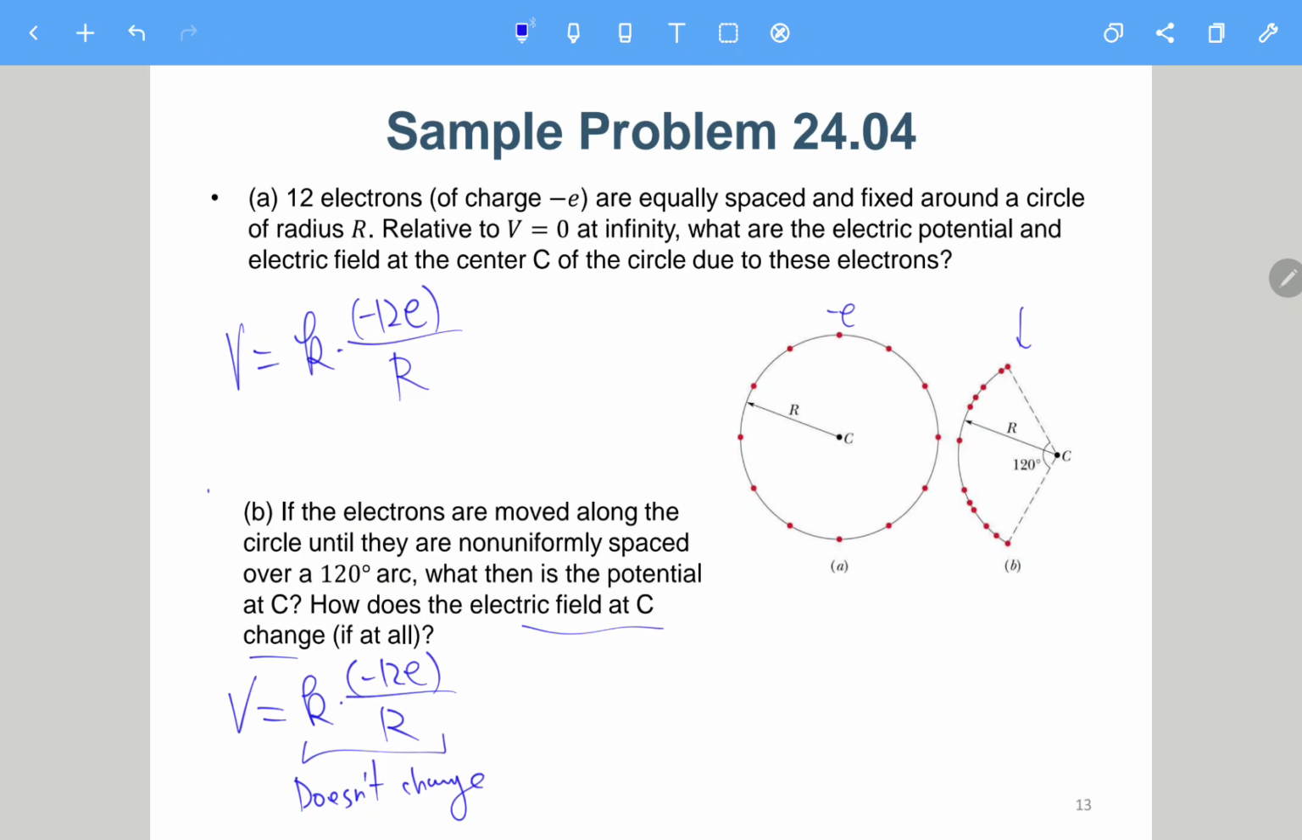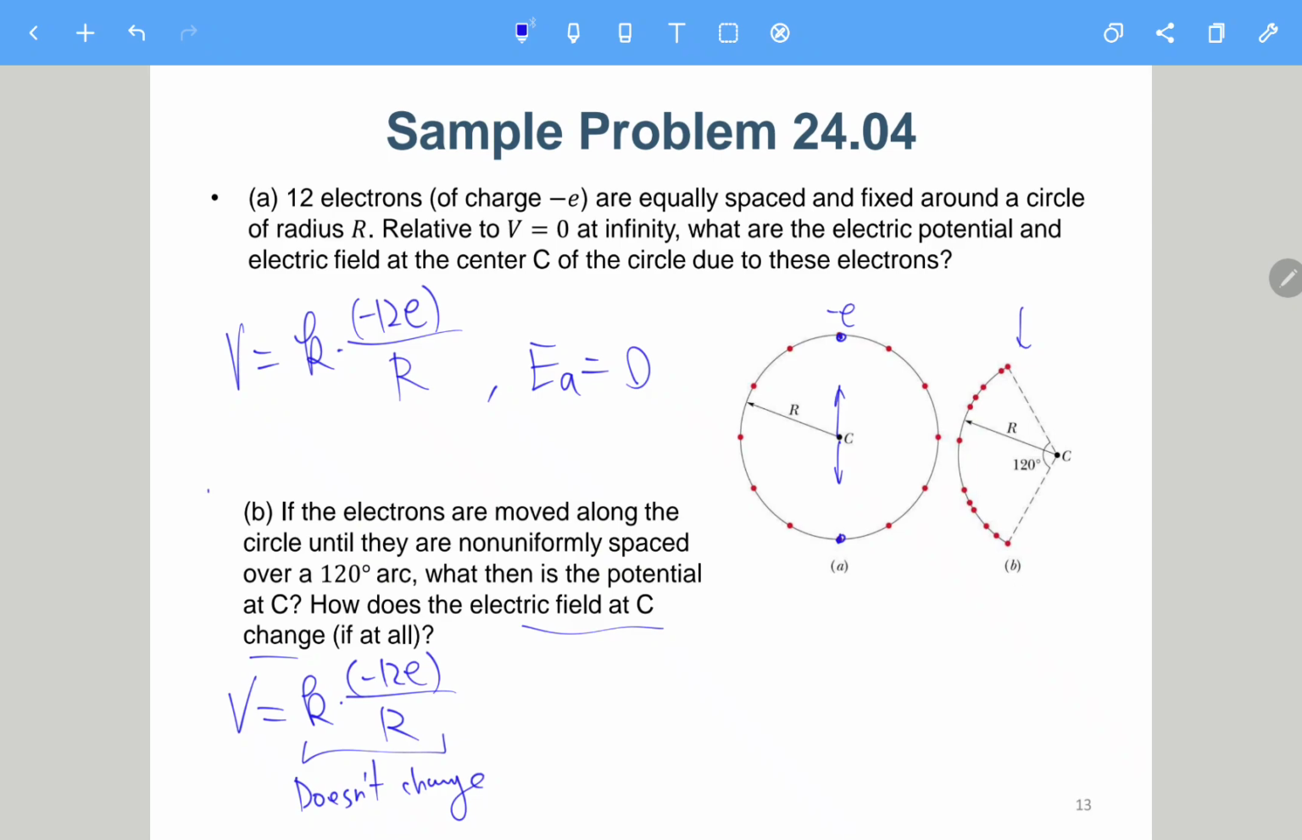But it asks how the electric field at C changes, if at all. For the first one, you can imagine the E field will be symmetric. For this one, it will generate an E field pointing upward. For this one, it will point downward with the same magnitude. So all the E fields will cancel each other, which means that for this one, E_A will be 0.